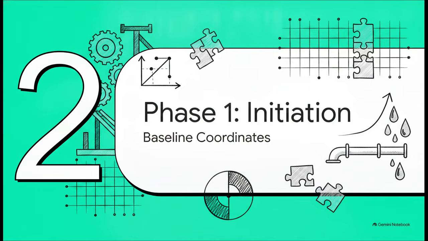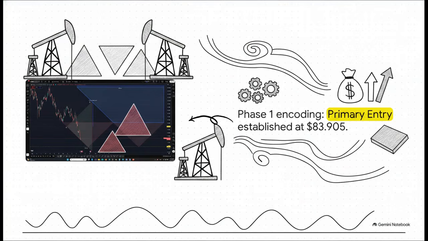Moving on to Section 2, Phase 1, Cycle Initiation. Here we have the initial encoding layer. Our primary entry, labeled M, is firmly set at $83.905. We also have an optional secondary entry, labeled P, sitting at $71.353. From these two observable points, a mean entry is established at $77.629. We aren't interpreting these points at all. We are simply logging them into our ledger as the origin coordinates for this cycle's geometry.